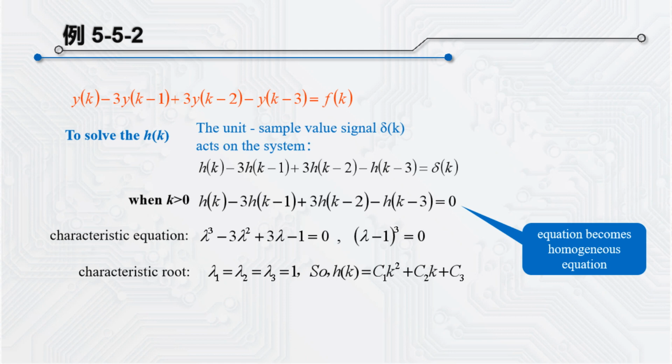When k is greater than 0, the difference equation becomes a homogeneous difference equation. We know from the characteristic equation that the characteristic root is a triple root. Therefore, the expression of the unit sequence response is h of k equals c1 times k squared plus c2 times k plus c3. So the undetermined coefficients here are c1, c2, and c3. How do we solve for them?